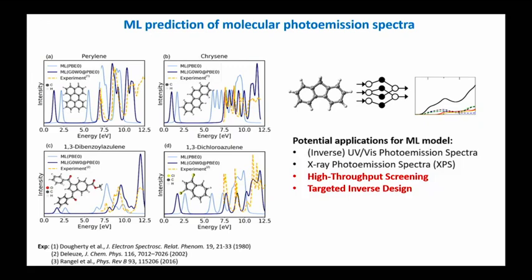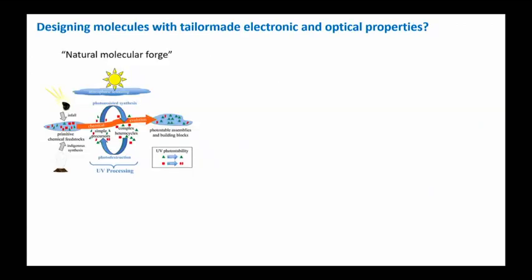I can also use this approach to look at XPS if I wanted to do. And at no point during this prediction do I need to do a DFT calculation or a semi-empirical calculation or anything. It's just all, so I can basically predict a couple of 100,000 molecules in a day. And that brings me back to this idea of the natural molecular forge. Because now I've got something that allows me to very quickly screen through different properties.